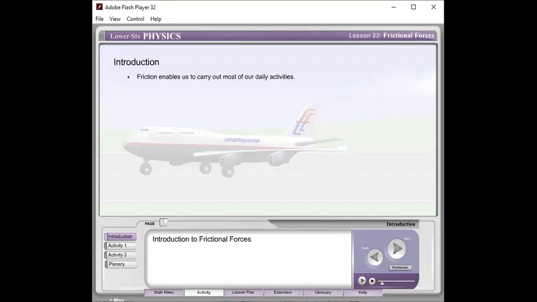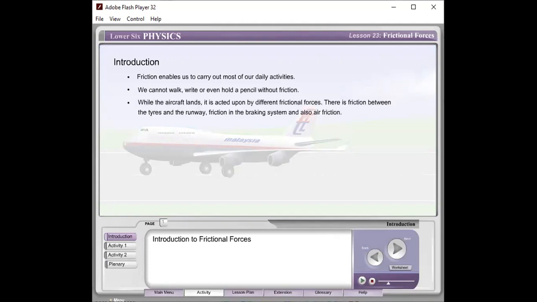Friction enables us to carry out most of our daily activities. We cannot walk, write, or even hold a pencil without friction. While the aircraft lands, it is acted upon by different frictional forces: friction between the tires and the runway, friction in the braking system, and also air friction.